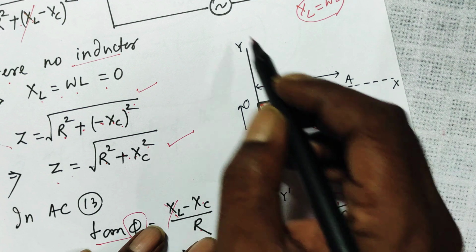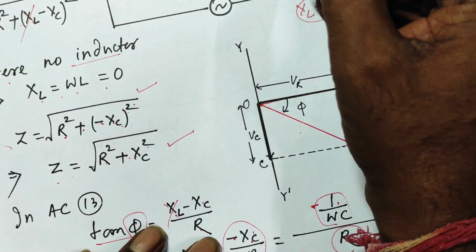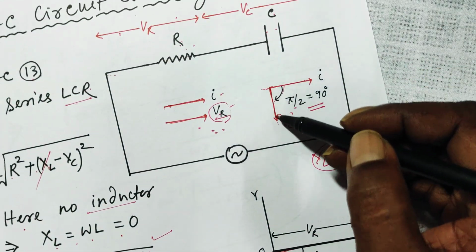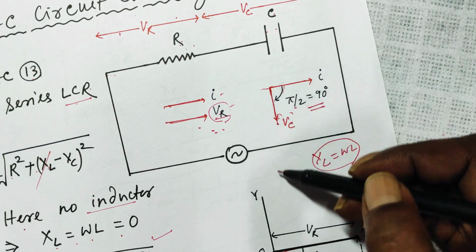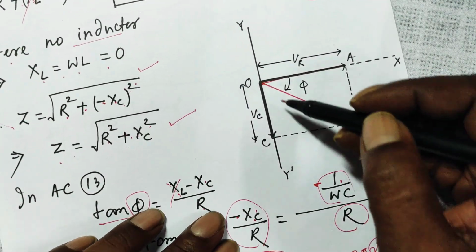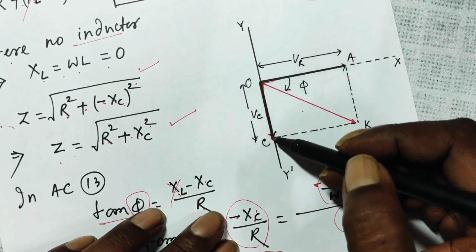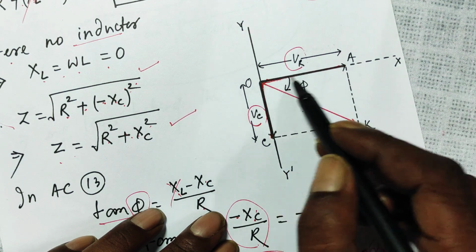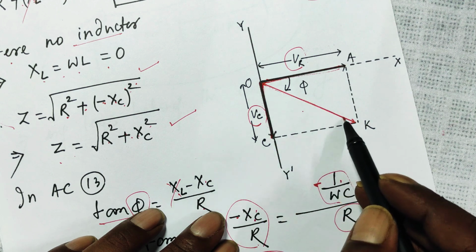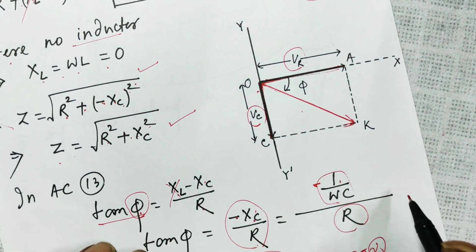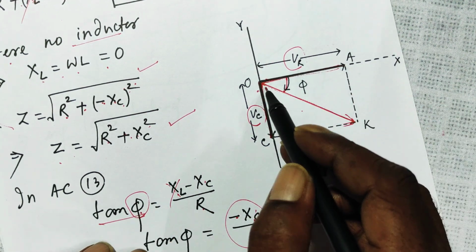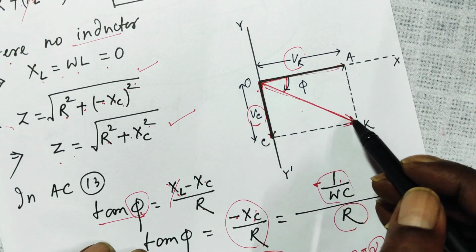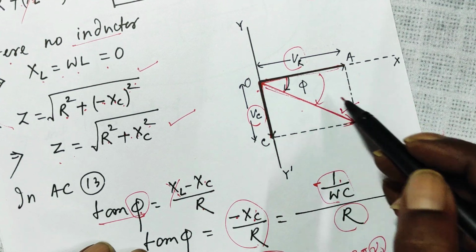Voltage across the resistor and voltage across the capacitor, to this side, to the negative y-axis. So this represents VC, and this represents your VR. The resultant of this and this is this one. This is the angle by which it is lagging behind the current. The net EMF is lagging behind the current.